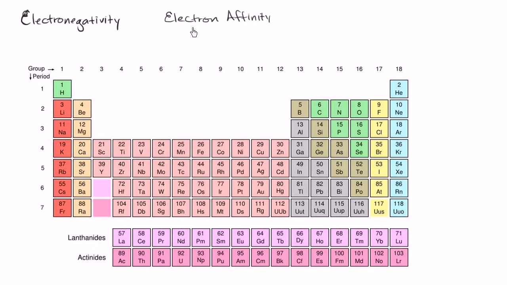Well, electron affinity is how much that atom attracts electrons. How much does it like electrons? Does it maybe want more electrons? Electronegativity is a little bit more specific. It's when that atom is part of a covalent bond, when it is sharing electrons with another atom. How likely is it, or how badly does it want to hog the electrons in that covalent bond?